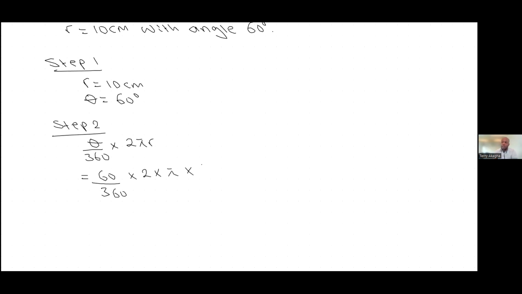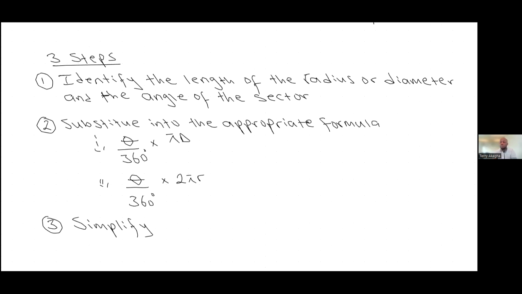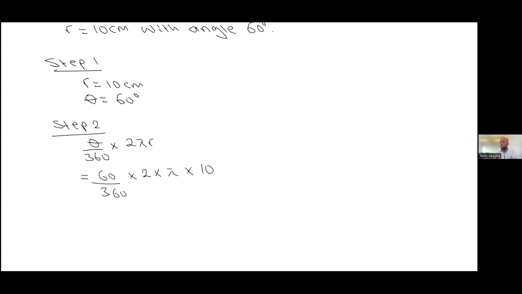And what does step three say? Step three says we have to simplify. Now you press this in your calculator, and it's going to give you 10 over 3 pi centimeters, or you can also have it as 10.47 centimeters.